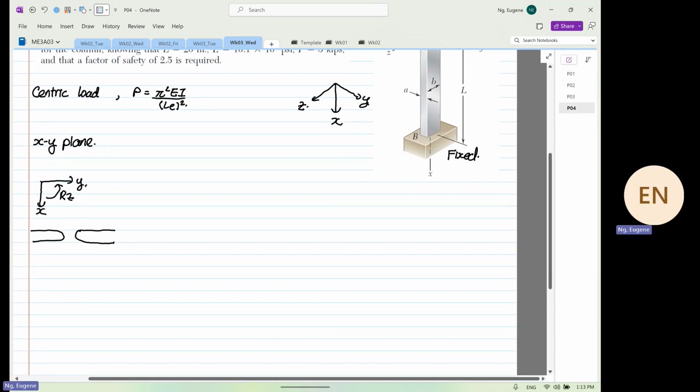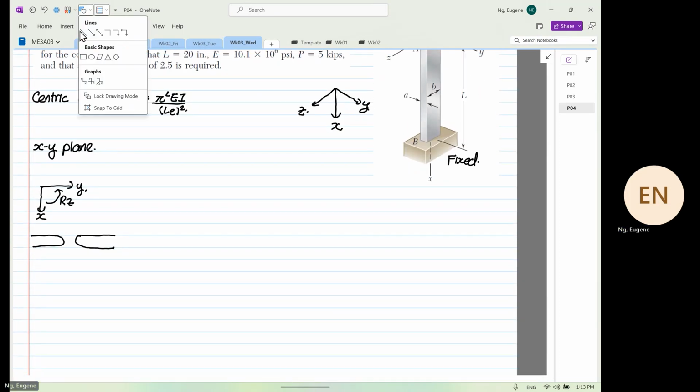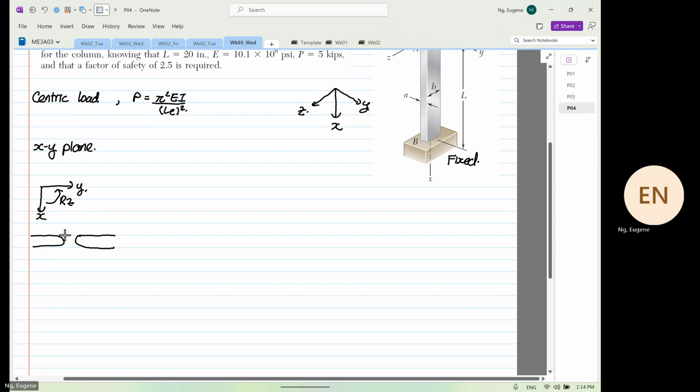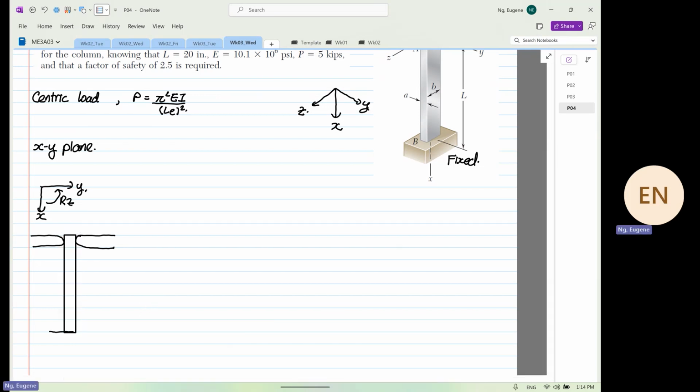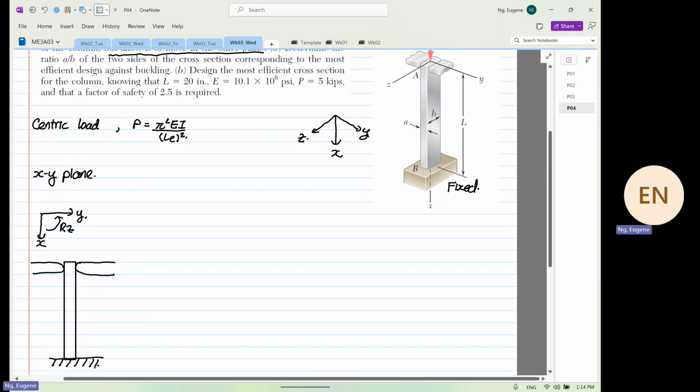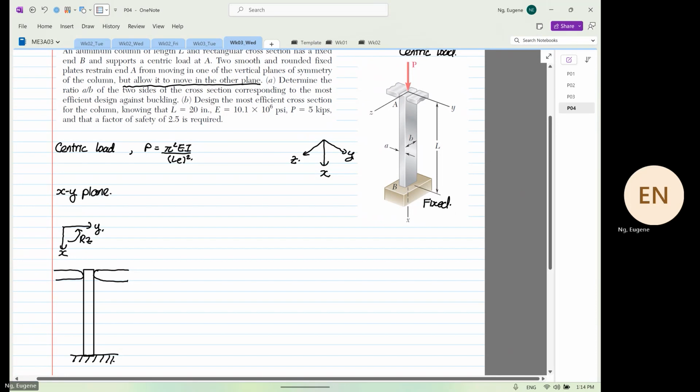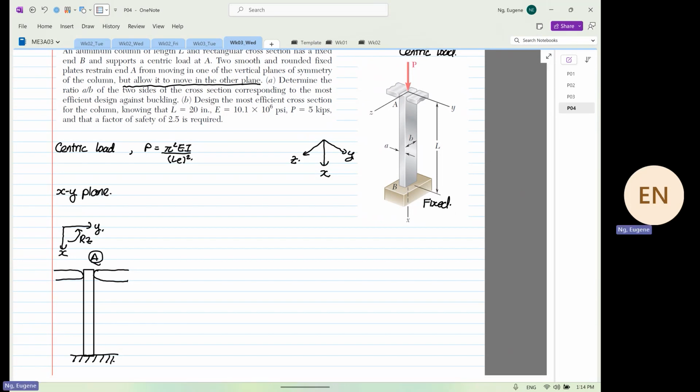Then you have a beam. And this over here is fixed. So when you see this, you can visualize that, right? From the figure, I'm going to label up here point A, and I'm going to label here point B.